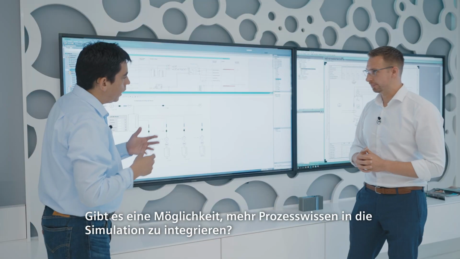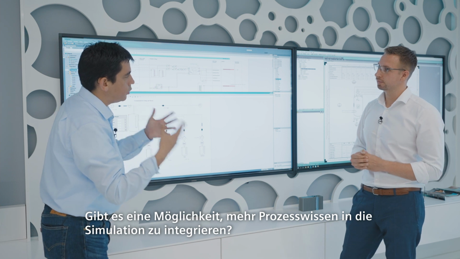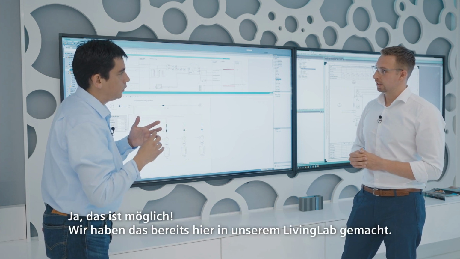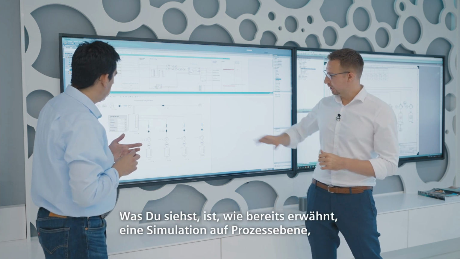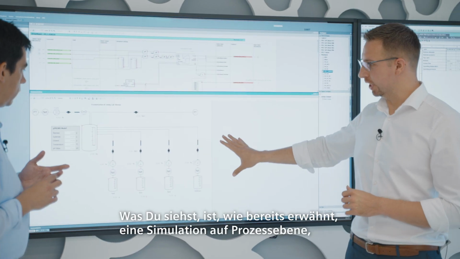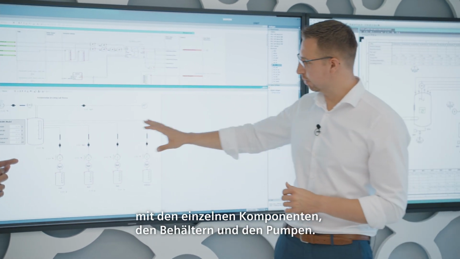And is there a way to integrate more process knowledge into the simulation? Yes, it's possible to do that. We already did that here in our LivingLab. So what you see here, as I mentioned before, is a process level simulation with the individual components, the vessels and the pumps and so on.